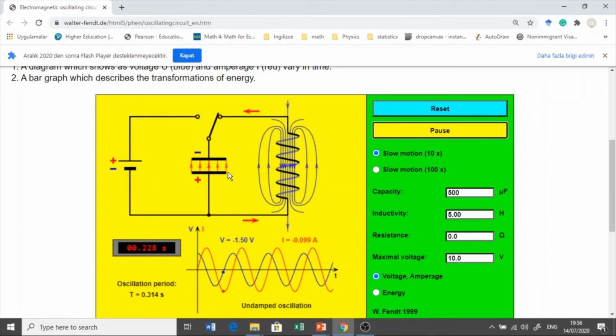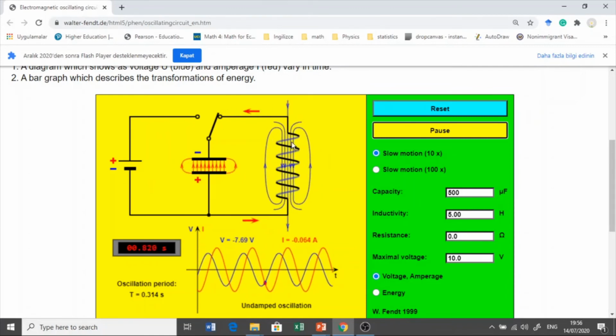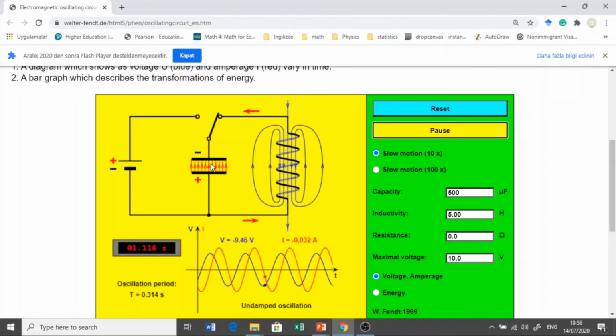Now as you see, the oscillation of this circuit: once the energy is stored in the inductor, then it is stored in the capacitor.